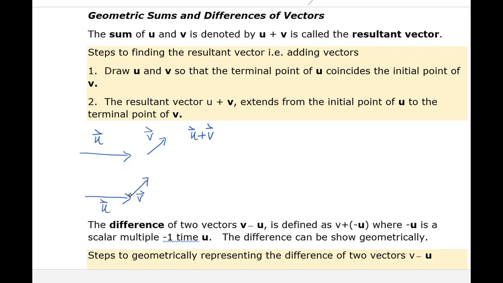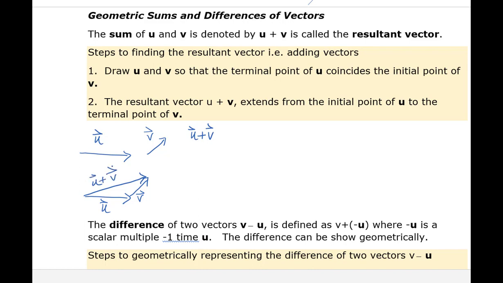So I've got the initial side of v coinciding with the terminal side of u. Then step 2 is to draw the resultant vector from the initial side of u to the terminal side of v, and this represents the sum of the two vectors.